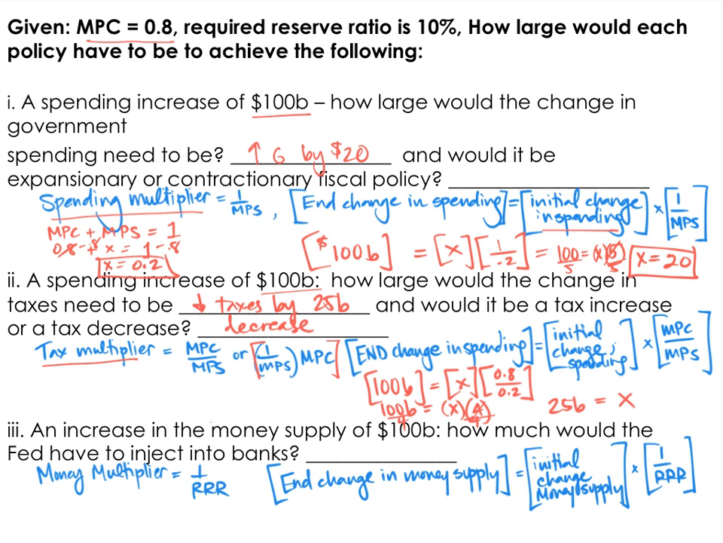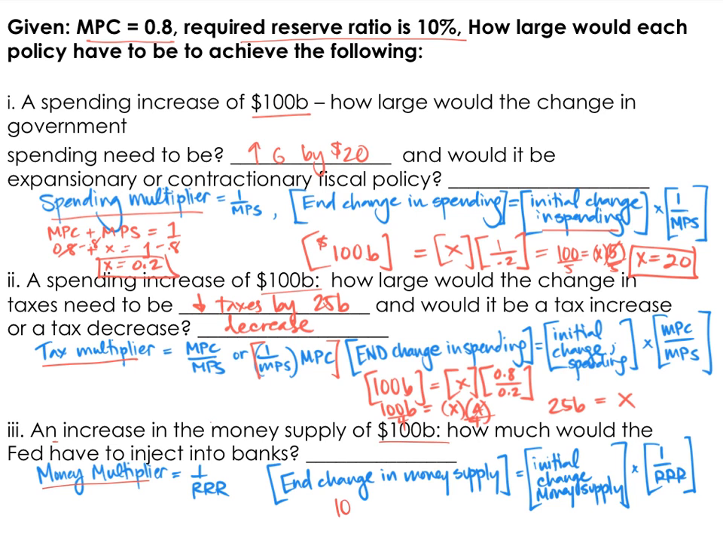And finally, we're asked about the money multiplier. So the other piece of information we have in this question is that the required reserve ratio is 10%, which we need for the money multiplier, which is the inverse of the required reserve ratio. Almost exactly the same equation for the money multiplier as for the other multipliers. The end change in money supply equals the initial change times the money multiplier. So let's see what we have in this piece of the question.